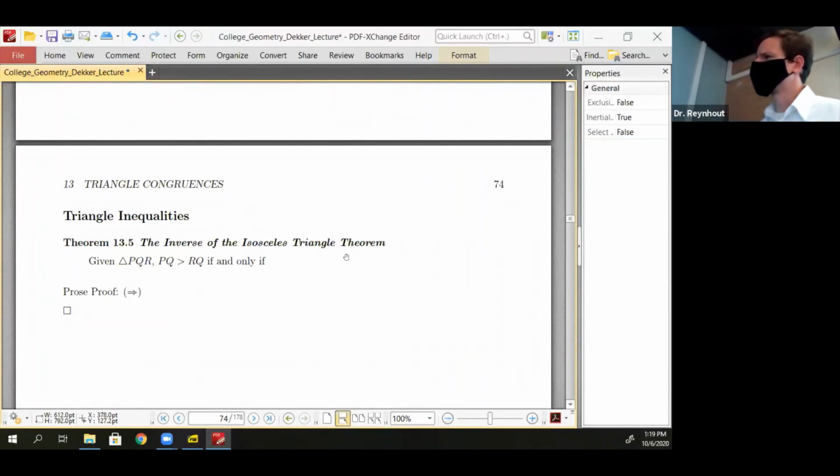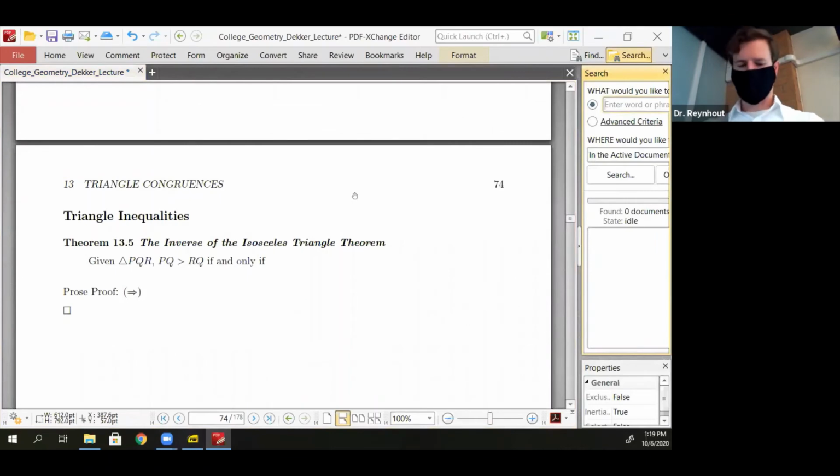All right, so the next theorem is called the inverse of the isosceles triangle theorem. So this gets into some inequalities for us. So the inverse of the isosceles triangle theorem. Actually, if it's okay with you, I'm going to really quickly see if I can go back and find the isosceles triangle theorem. And in fact, Control-Shift-F, I don't know how to spell this word, isosceles. Yep, there we go, triangle theorem.